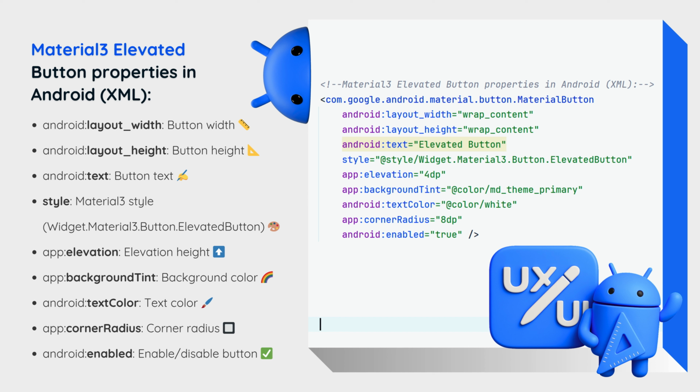android:textColor sets the color of the button's text. app:cornerRadius gives the button rounded corners. And finally, android:enabled lets you enable or disable the button. These properties help you fully customize your elevated button to match your app's design.